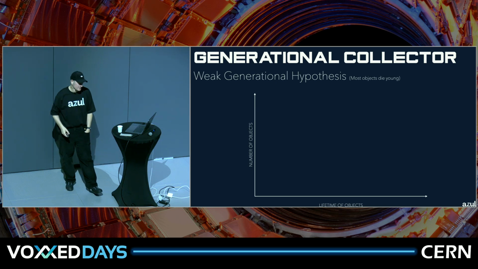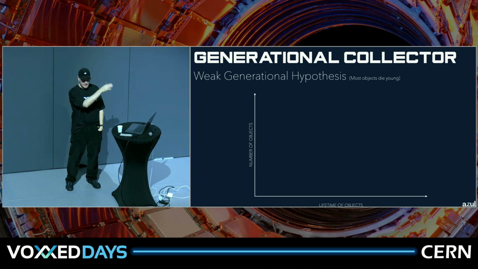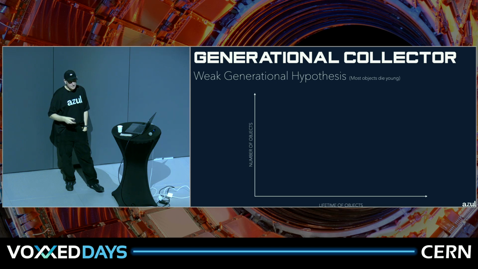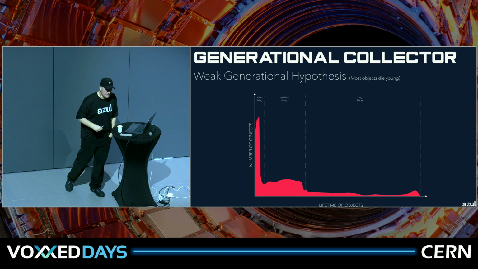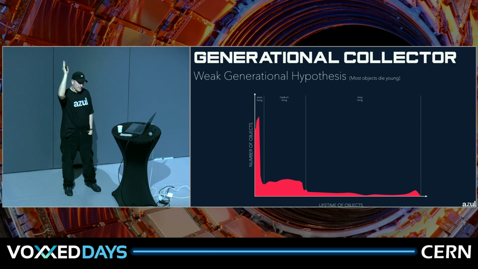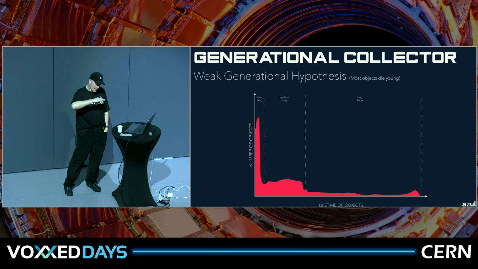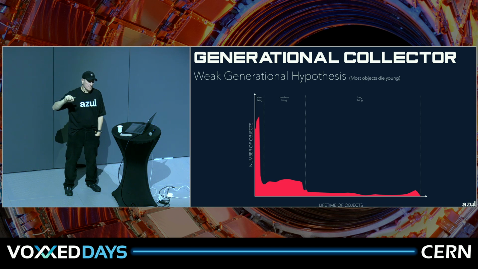It's pretty simple. First of all, we have the weak generational hypothesis, and that only means, in simple words, objects die young, and that's a fact. So it looks like this. You probably saw that chart somewhere. On the y-axis, we have the number of objects, and on the x-axis, we have the lifetime of the objects. You see, a lot of the objects die directly after we created them.